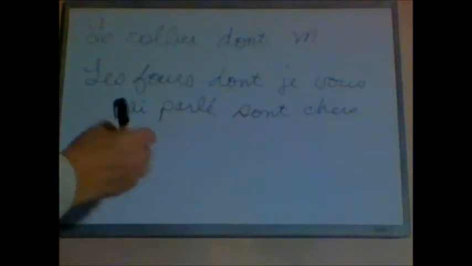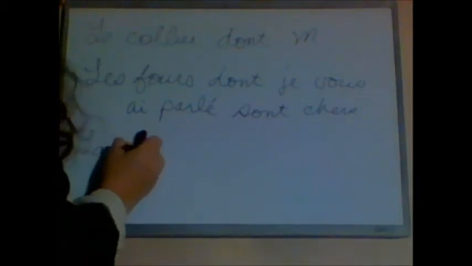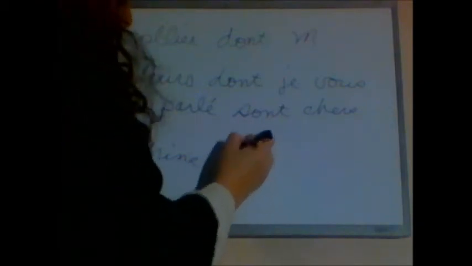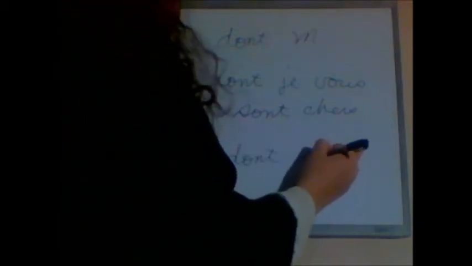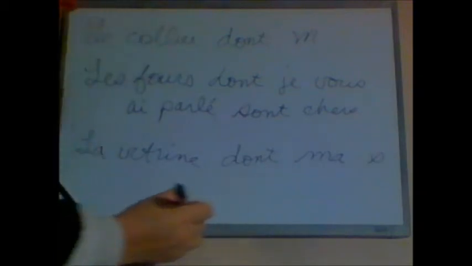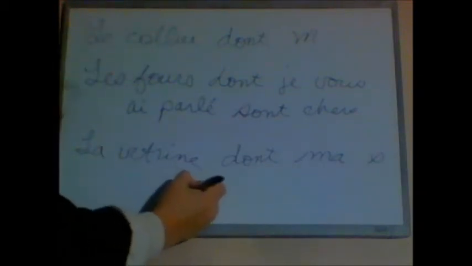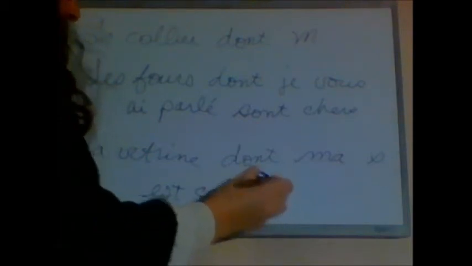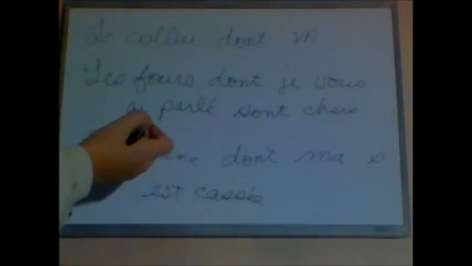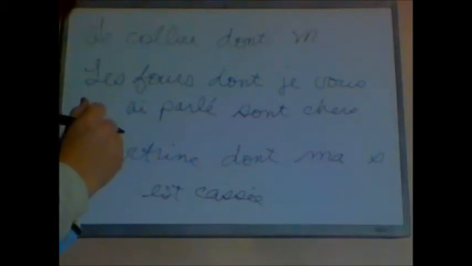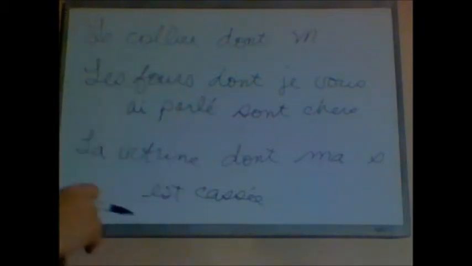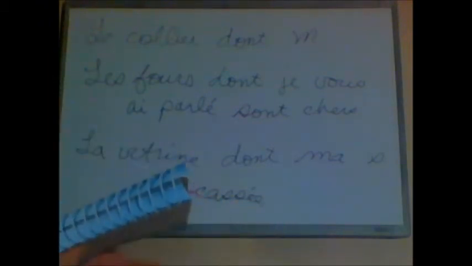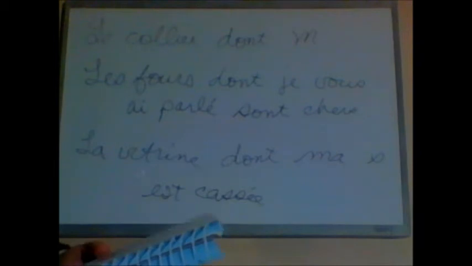So we have la vitrine de la boutique dont ma sœur est propriétaire est cassée. The window of the boutique of which my sister is the owner is broken. It's the only way we can come up with to say that. Let's go on to number 4 now.